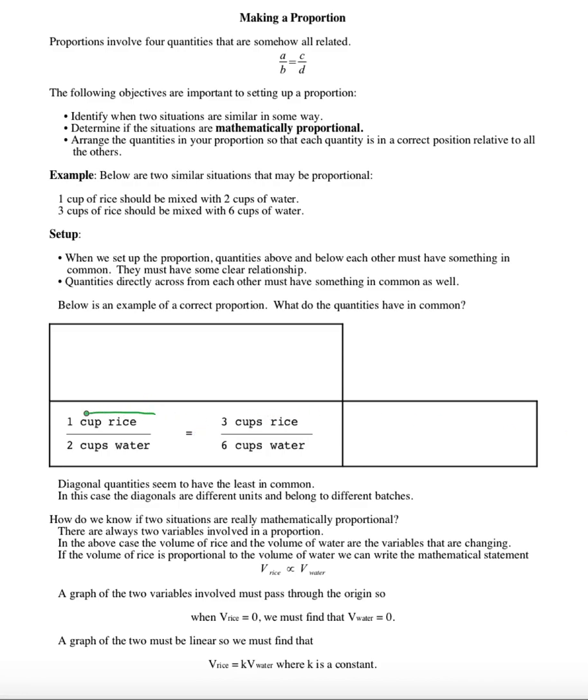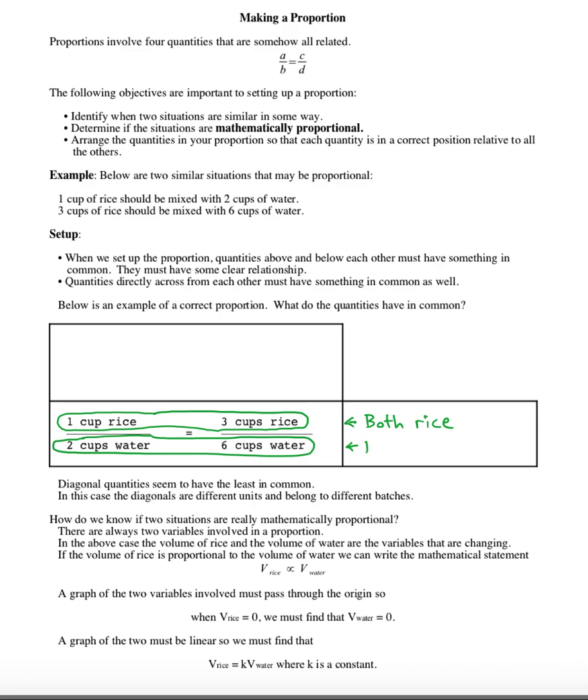So one thing that jumps out at me about the numerators here is that they share the same units. And that's going to be what they have in common. They are both rice. Let's see if the denominators have something in common. They are both water. They are both of the water type. All right, so that's critical. Things across from each other have to have something in common.